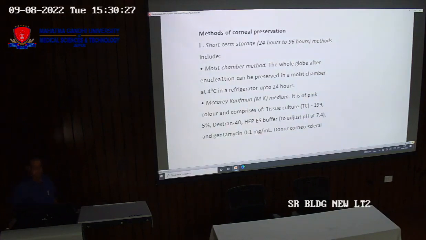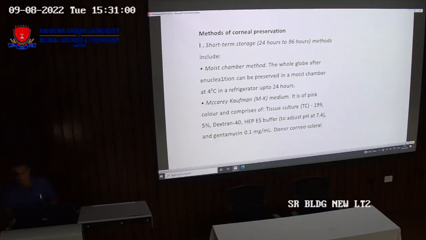Then we will discuss the methods of corneal preservation. We can preserve the donor cornea in three types of media: short-term storage, intermediate and long-term. Short-term storage means 24 hours to 96 hours. After the death of the patient, we can procure the cornea up to 6 hours. After up to 6 hours, we can take the cornea from the donor bodies.